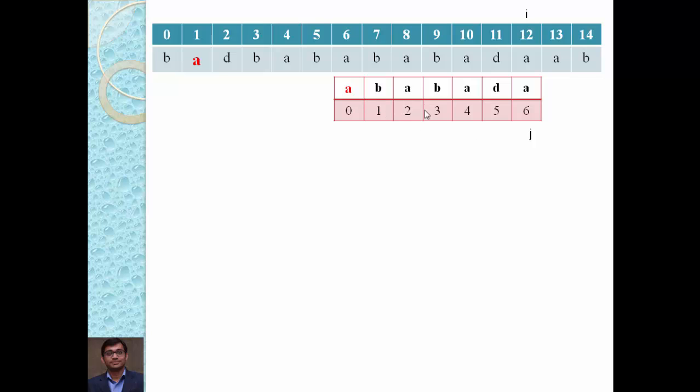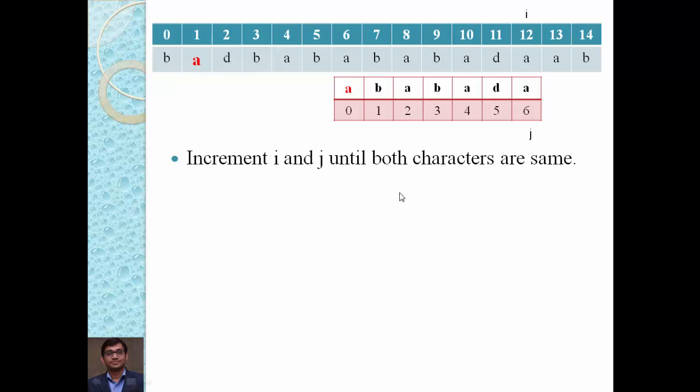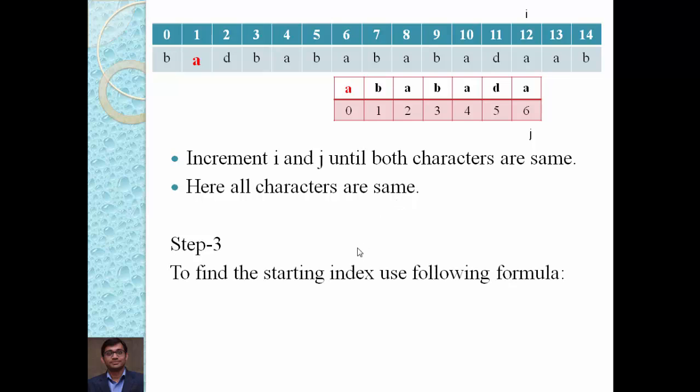Once all the characters are equal, then we have to follow our last step, that is our step number 3. We have one formula to identify the index, and the formula is I minus length of pattern plus 1. So currently the last value of I is equal to 12, and the length of our pattern is equal to 7, plus 1. So that total is 6. It means that our pattern is available inside the text on index number 6.